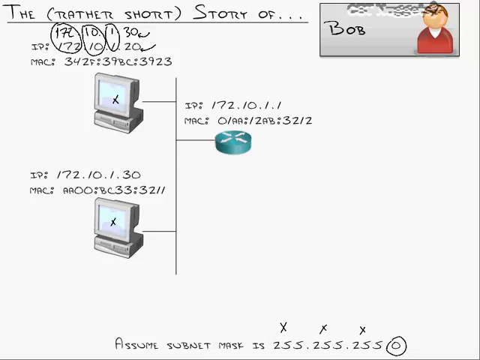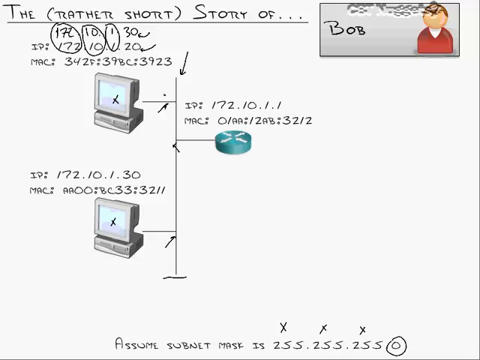That's why we called this the rather short story of Bob. He's the local boy. So this computer says, well, if that computer's right on my same network, I need that computer's MAC address because I'm going to need to send this into the switch. And by the way, that's what this line represents here. It's a switch or a hub that all these devices are plugging into. It's the same local area network.